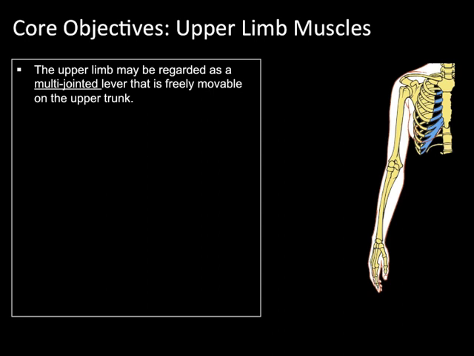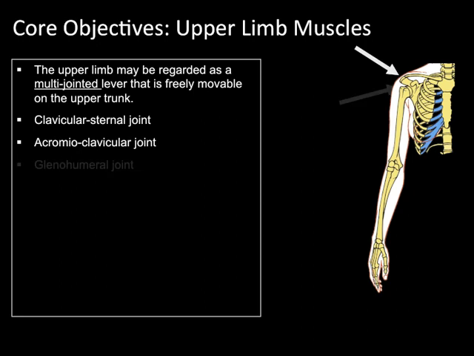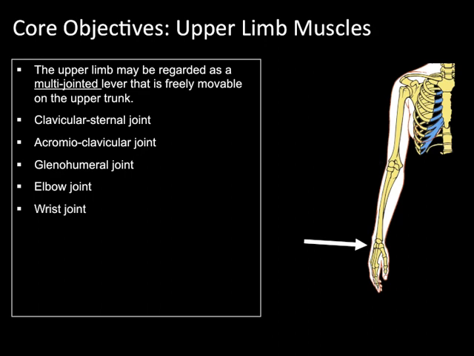The first point we must relate about the upper limb, however, is to examine it as a mechanical device, and we discover that the upper limb may be regarded as a multi-jointed lever that is freely movable on the upper trunk. Indeed, let's name some of these movable joints now. The sternoclavicular joint, the acromioclavicular joint, the glenohumeral joint, the elbow joint, and the wrist joint. All these joints move to make the upper limb the incredible multi-jointed lever that it is.